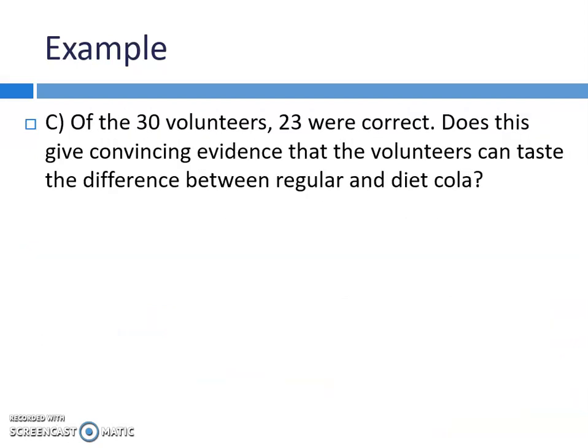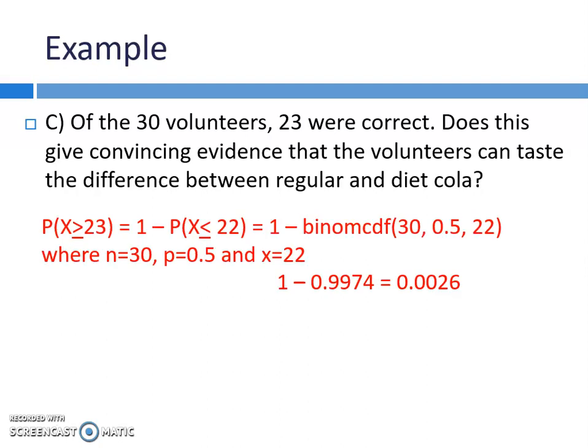Of the 30 volunteers, 23 were in fact correct. Does this give convincing evidence that the volunteers can taste the difference between regular and Diet Cola? Let's do the calculations. What's the probability that 23 or more were correct? Well, to figure out the probability of 23 or more being correct, let's find the complement, because we can use our calculator that way, the probability of 1 minus 22 or less. So I can use my binomial CDF of 30, 0.5, and 22, where n is 30, p is 0.5, and x is 22. Remember, you have to identify these. And that ends up giving us a probability of, ooh, that's pretty small, 0.0026.